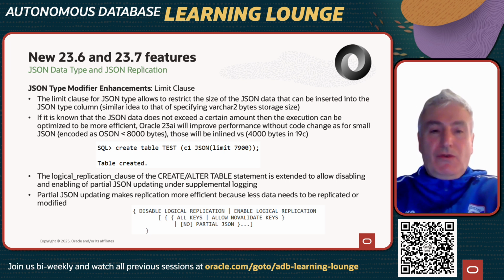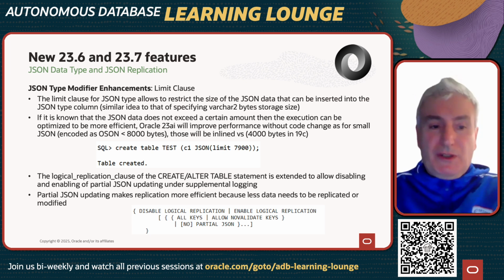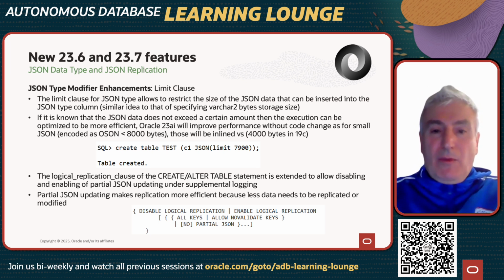Logical replication. When you create a table or when you alter a table, you can now decide to disable or enable the partial JSON updates on the supplemental logging. So you need to enable supplemental logging first. What this helps for is that you can only replicate the change data. You don't need to replicate the whole JSON document, which of course will speed up the database and improve the performance.